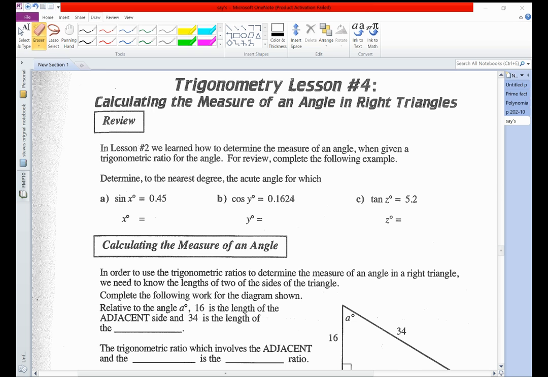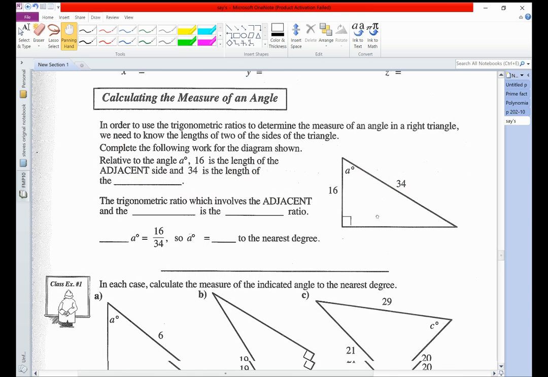Hello everyone, today we are looking at Trigonometry Lesson 4. Last lesson we looked at calculating the side length of a triangle, and now we are going to look at calculating the angle of a triangle. I'm going to skip this little review bit, which was from Lesson 2 that we skipped.